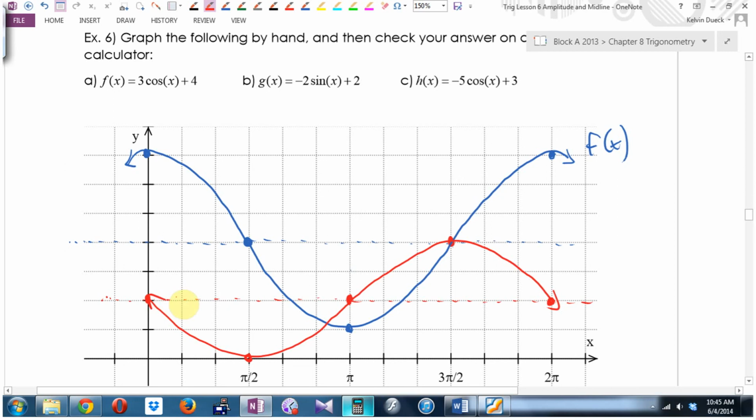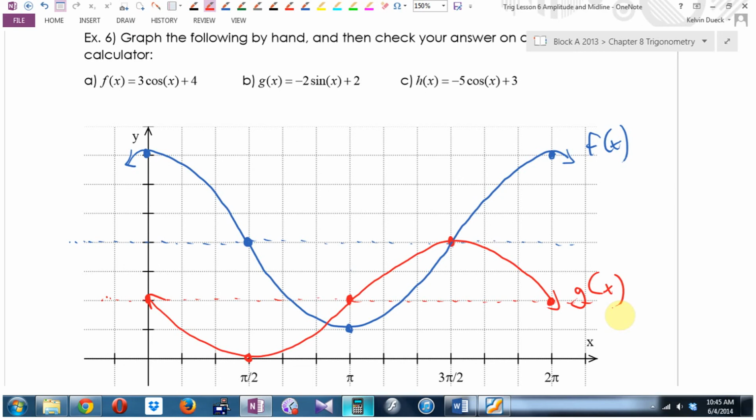That red graph is g of x. By the way, what's the highest it gets? 4. Can you see a 4 hidden in the equation anywhere? This is why for amplitude we ignore the negative, by the way. What's the lowest it gets? 0. Can you see a 0 hidden?